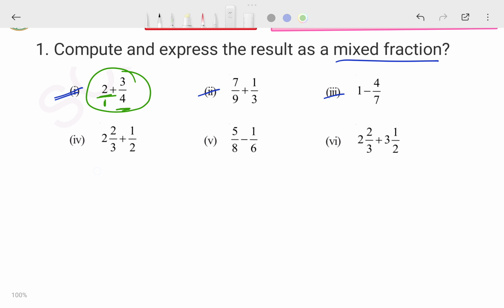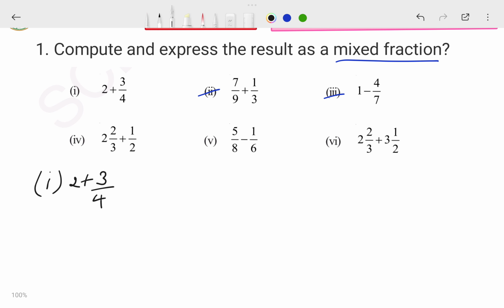I explain mathematics very clearly so that no student gets any doubt. I clear all the doubts and explain each and every point where students get doubts. So let's start here. This is given: 2 plus 3 by 4. Now let's solve this one.